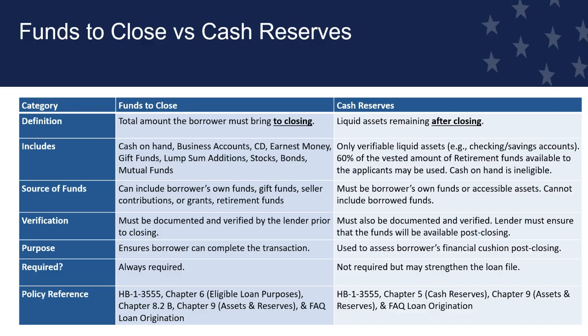Funds to close are always required. They ensure the borrower can complete the transaction, while cash reserves are not required, but they can strengthen a loan file, especially in marginal cases or when compensating factors are needed. And both concepts are clearly defined in USDA guidance. Funds to close are covered in chapters 6, 8, and 9, while cash reserves are detailed in chapters 5 and 9.